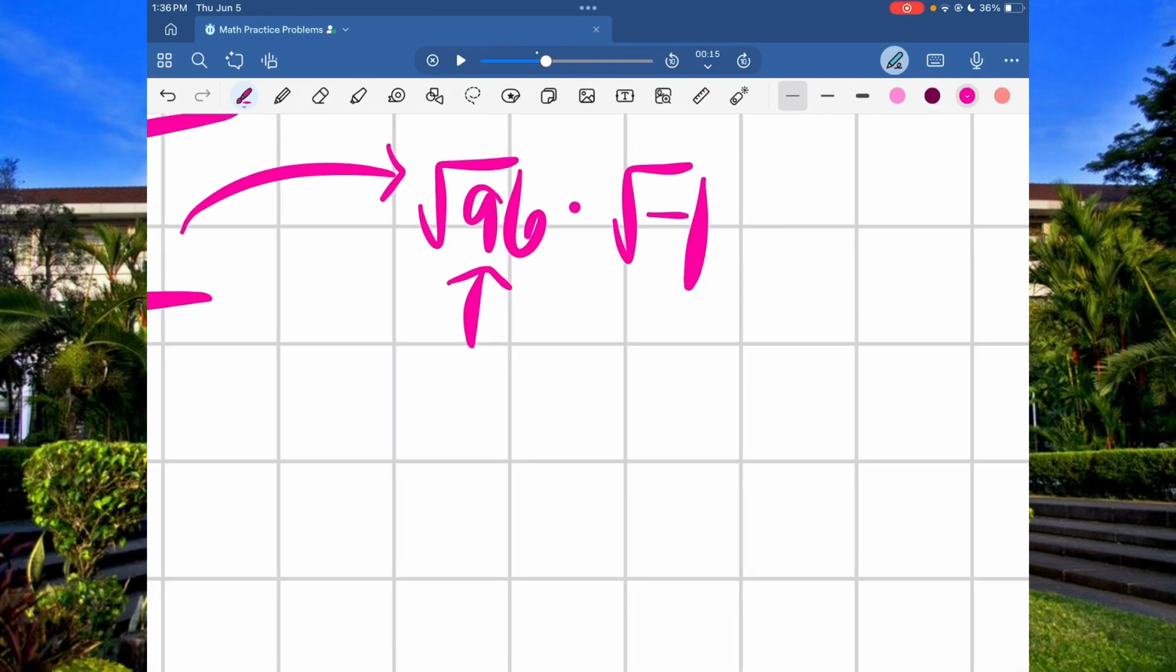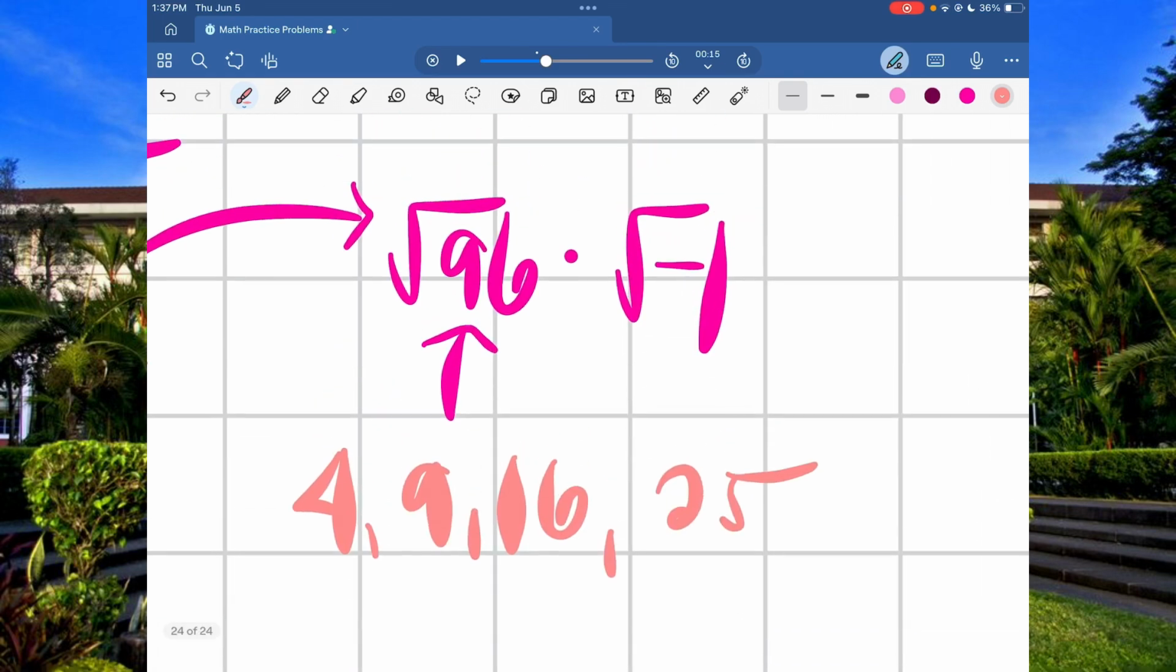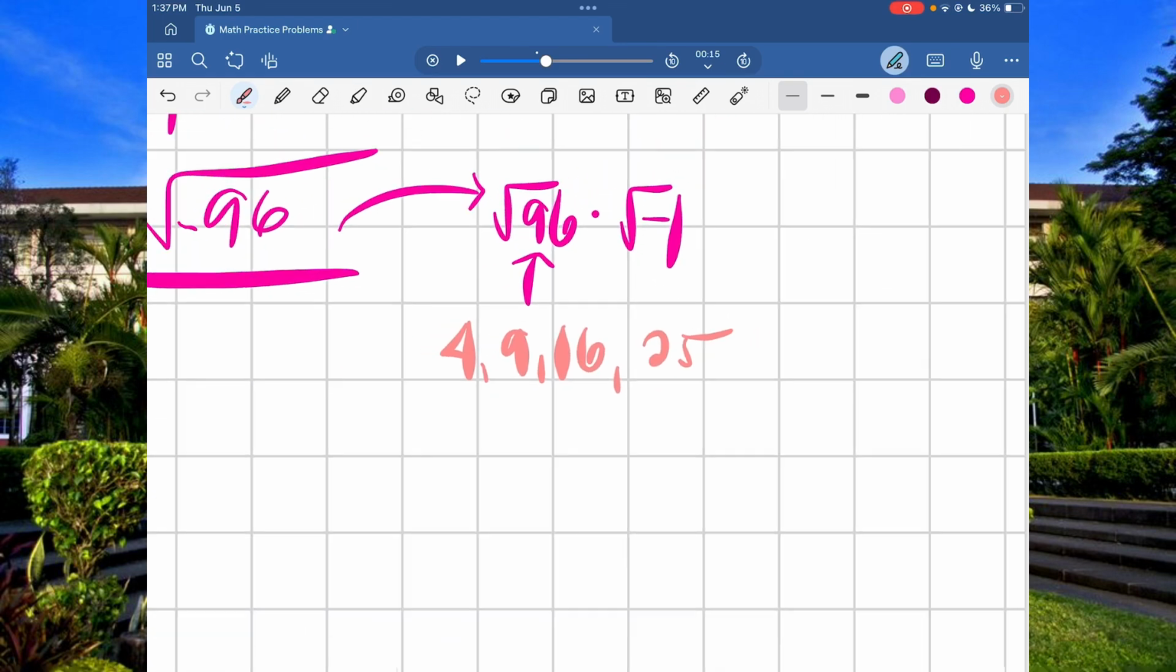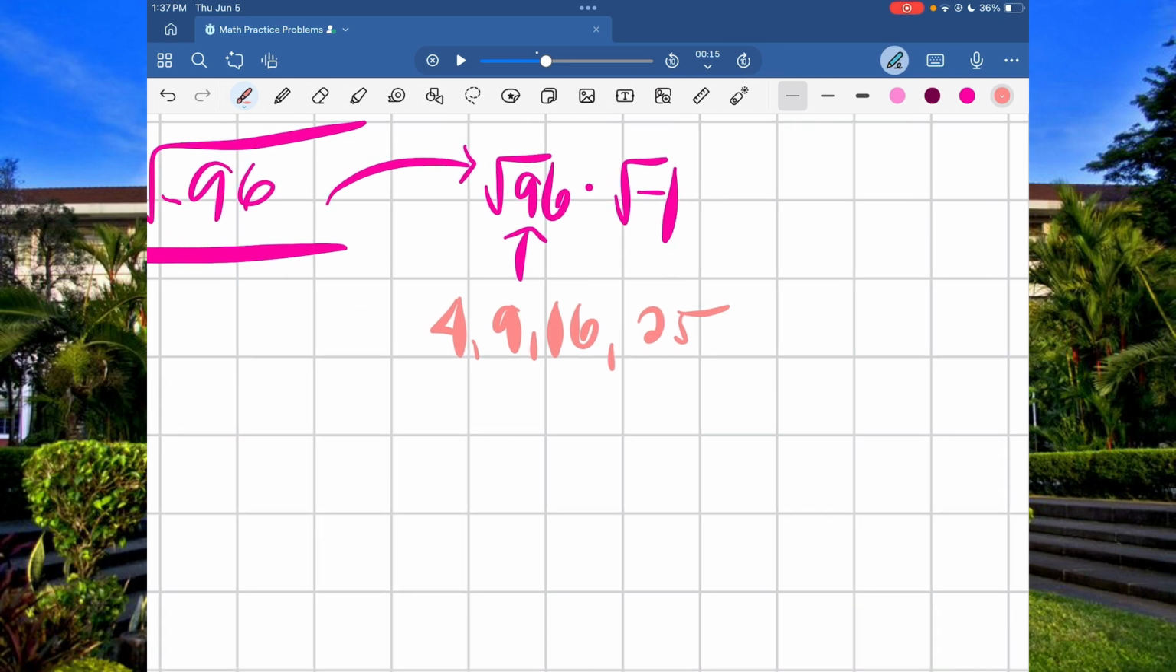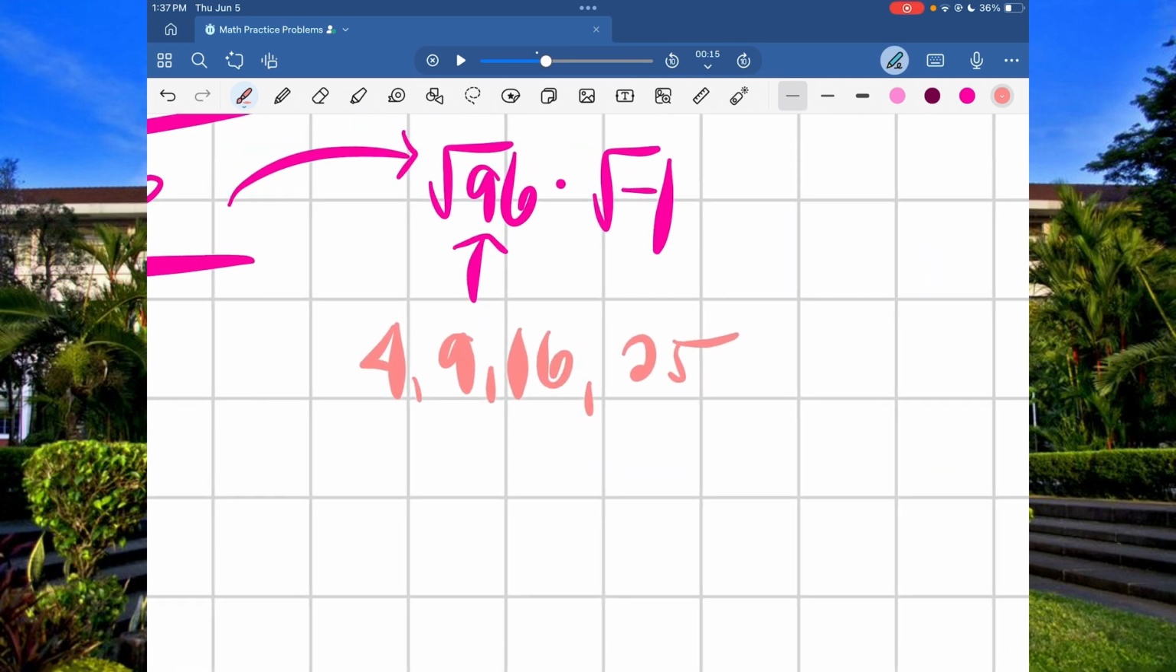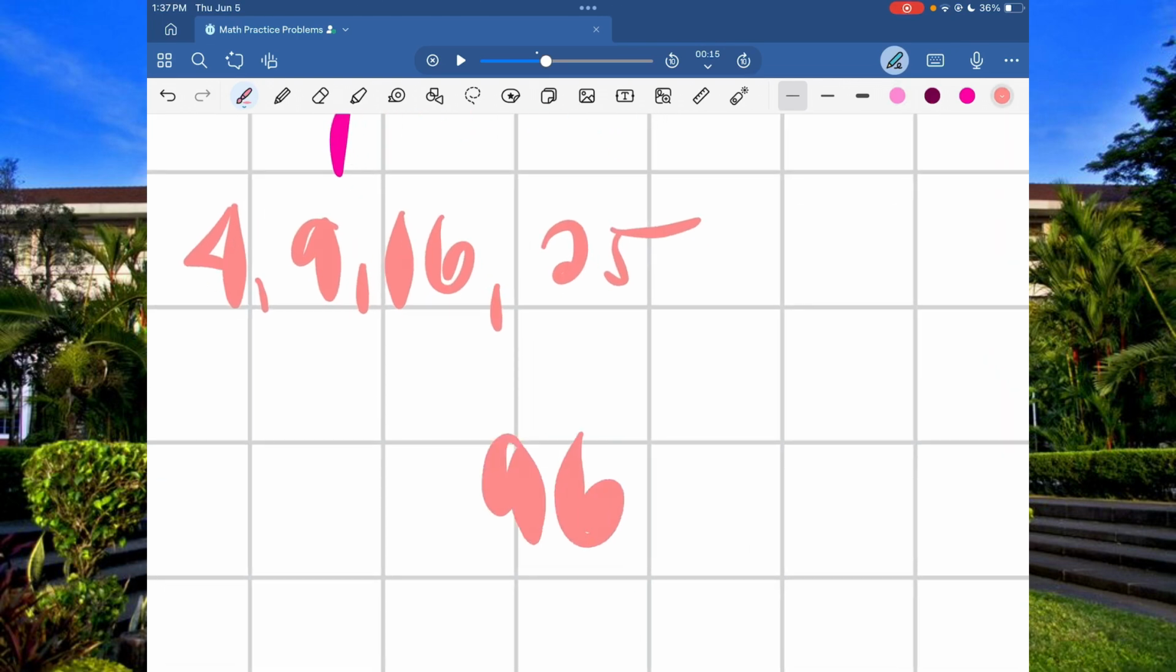So, where are we? We're going to try to divide 96, or what are the perfect squares? Perfect squares are 4, 9, 16, 25. So what's the biggest value we can get out of 96? I think it is 16, so we're going to try to divide 16 from 96.